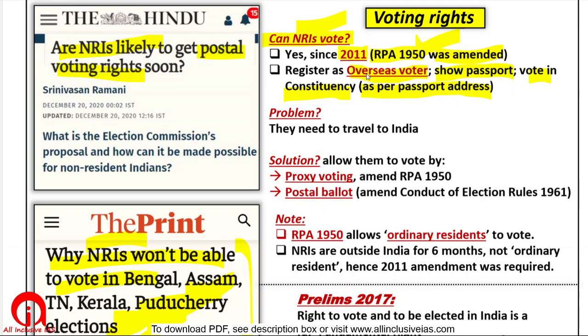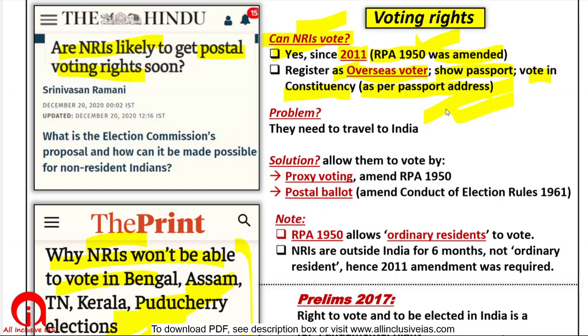That is the procedure. Now UPSC can confuse you. UPSC can say that NRIs can vote as overseas voters. For that they have to register with the Election Commission. Yes, they have to register. Once they have registered, can they vote from anywhere in India, come and vote anywhere? No, not like that. Whatever address is given in the passport, only there they have to vote.